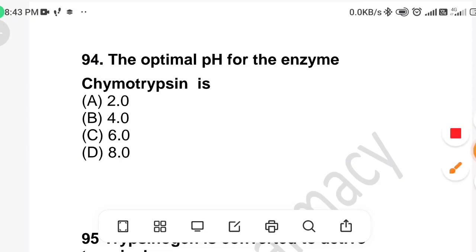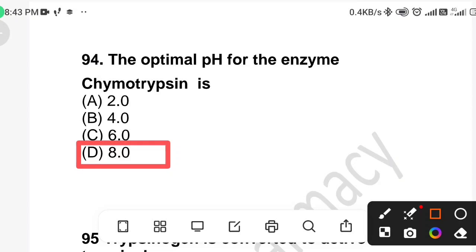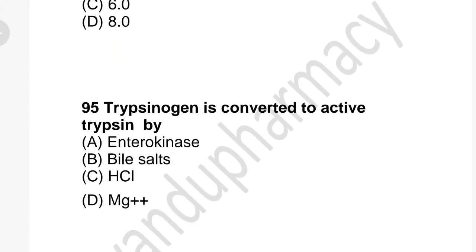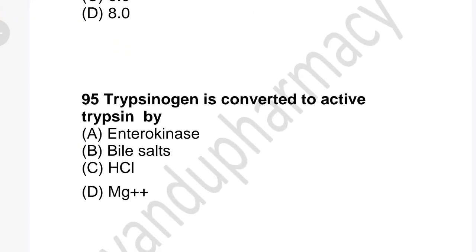94. The optimal pH for the enzyme chymotrypsin is option A 2.0, option B 4.0, option C 6.0, or option D 8.0. Right answer is option D, 8.0. Next question.